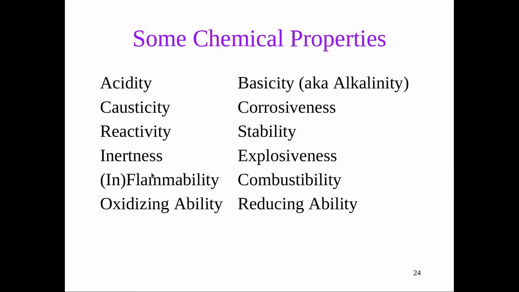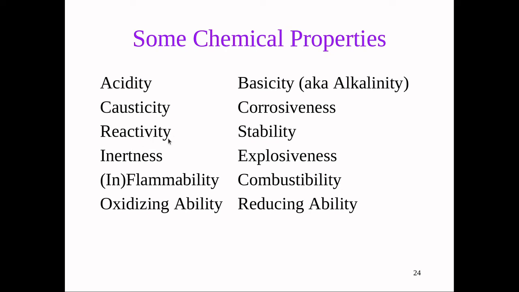Chemical properties are often a little bit less familiar to us. Okay, so these can include things like acidity, which we've heard of, but it's kind of hard to nail down exactly what that is. We're going to talk more about it later. Basicity, which is basically the opposite of acidity. Causticity, which is basically the way that it can erode away at something else. Okay, so if something is caustic, then it's able to do that.